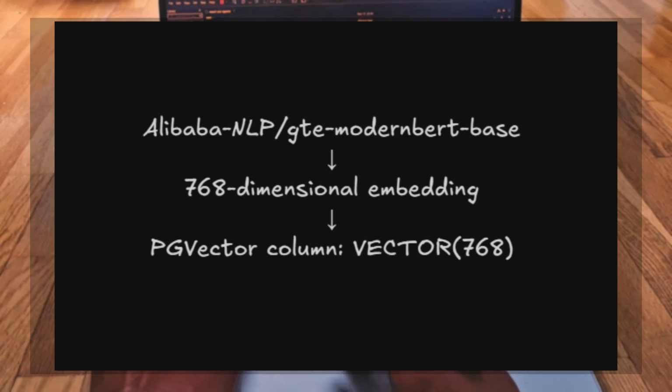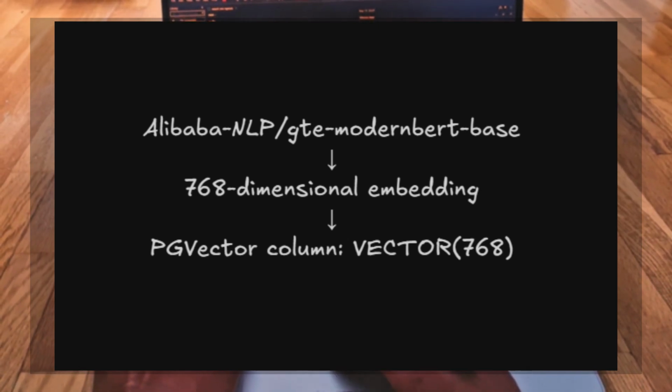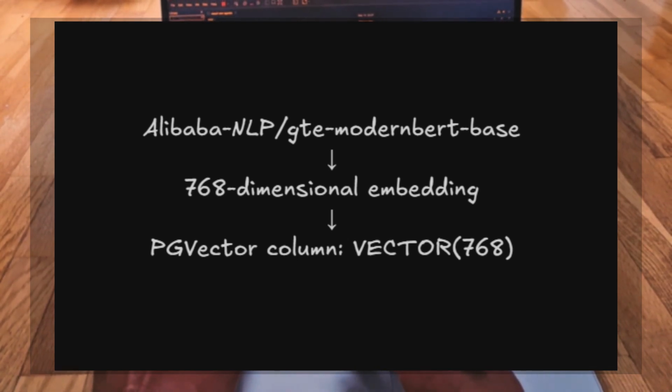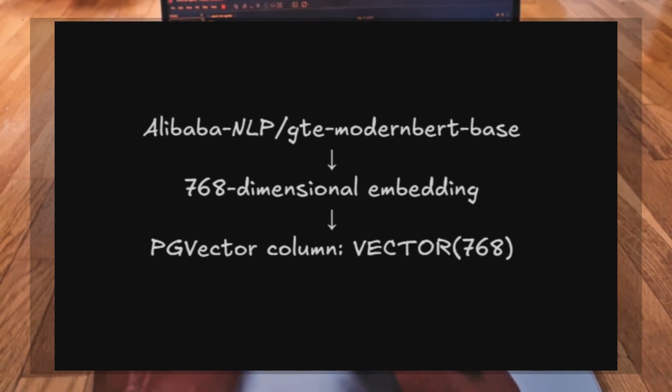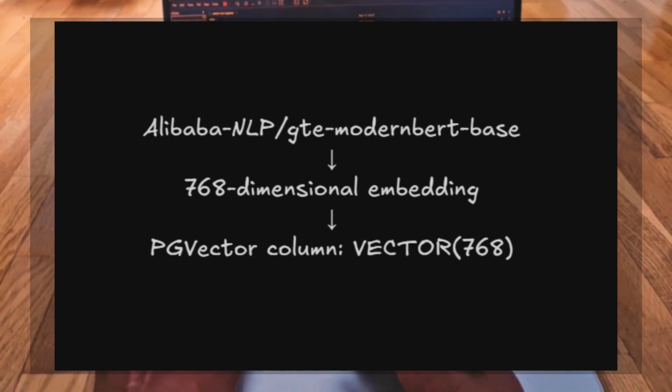I'm using the Alibaba NLP GTE ModernBERT Base model. In my tests, it gives better retrieval results than the previous model I used. This model outputs 768 dimensional vectors. This is why our database column is vector 768. If this number is wrong, the system breaks.